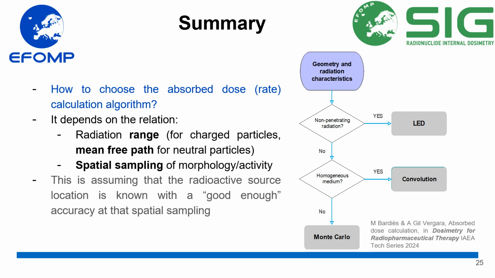If not, let's proceed by asking if the medium is approximately homogeneous or not. If the answer is yes, convolution methods are okay. If not, Monte Carlo is still the best solution. All of this within the assumption that the radiation source location is known with good enough accuracy for the chosen spatial sampling, and this depends on the functional tomographic data. But this goes beyond the scope of this presentation.